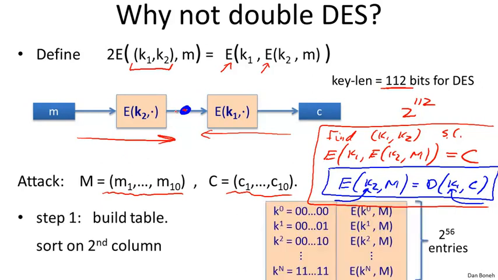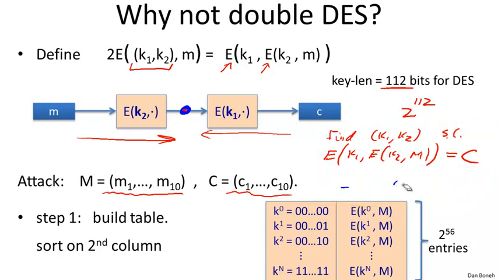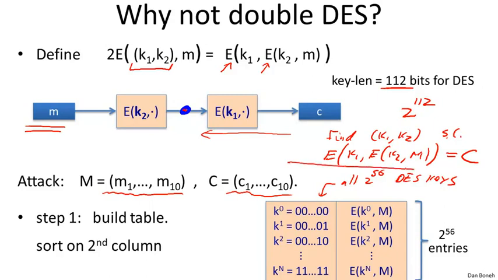So the first thing we're going to do is build a table. The first step is to build a table that for all possible values of K2 encrypts M under that value. Okay, so here we have this table. You notice these are all 2 to the 56 single DES keys. So the table has 2 to the 56 entries.